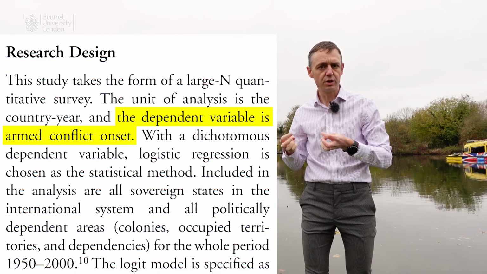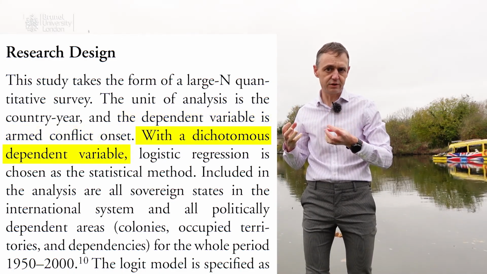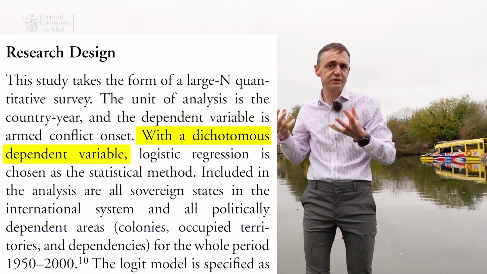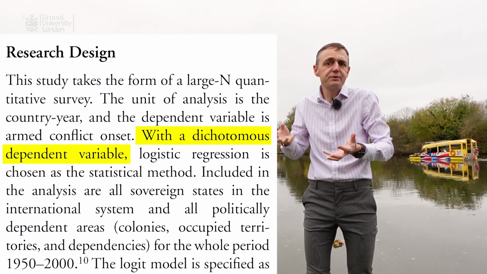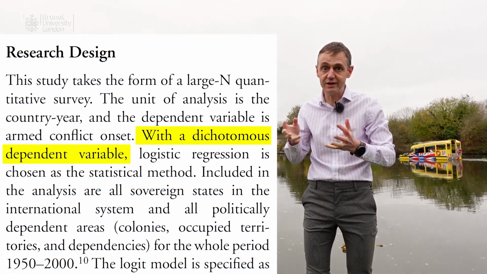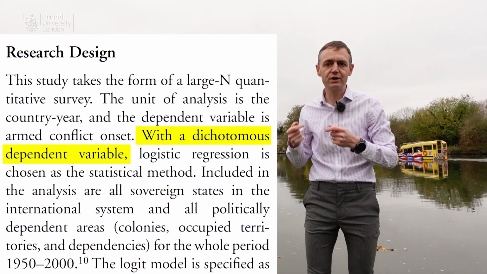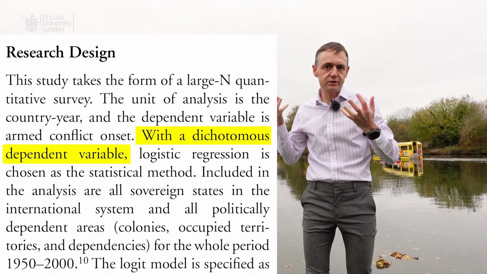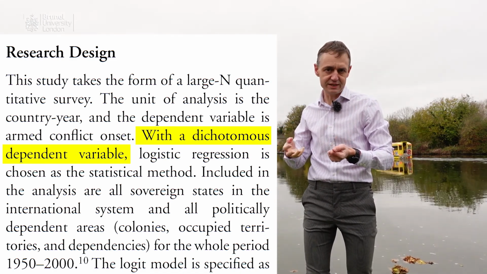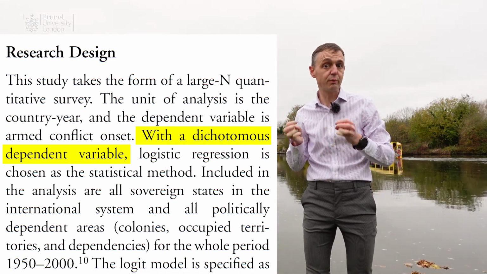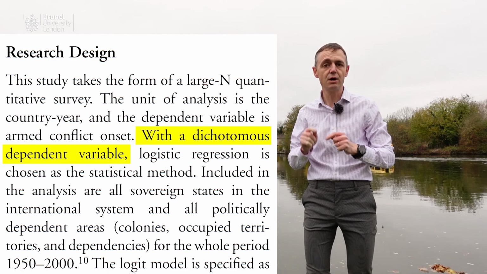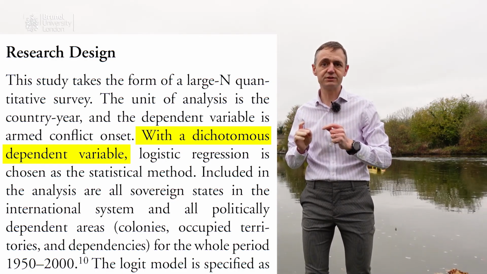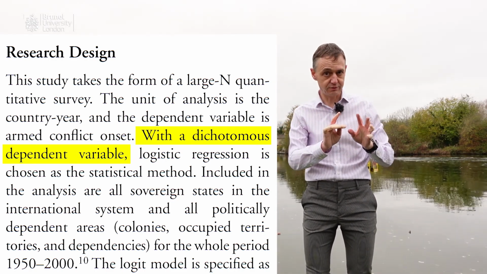The article goes on, with a dichotomous dependent variable. The dichotomous bit means something's true or false, yes or no, something did happen or didn't happen, there's no grey area. It's also known as a binary or a dummy variable. So dichotomous variables, binary variables, dummy variables, all the same thing. It means true or false, yes or no. And the way we write them down is always the same. 1 means yes, 0 means no. Always. 1 for yes, 0 for no.